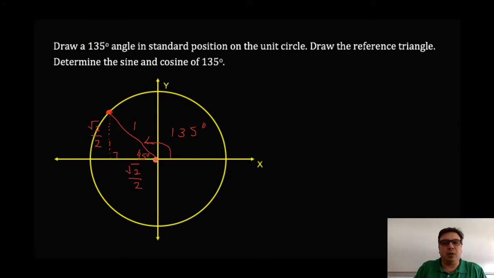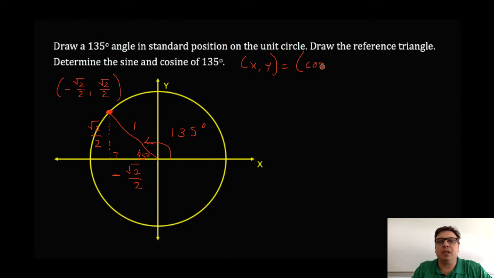Now the thing is, if I look at my x value, it's going negative. So that means this is a negative square root of 2 over 2. So now this point right here is negative square root of 2 divided by 2, and then square root of 2 divided by 2. And remembering that our points (x, y) are the same as the cosine of theta and the sine of theta.